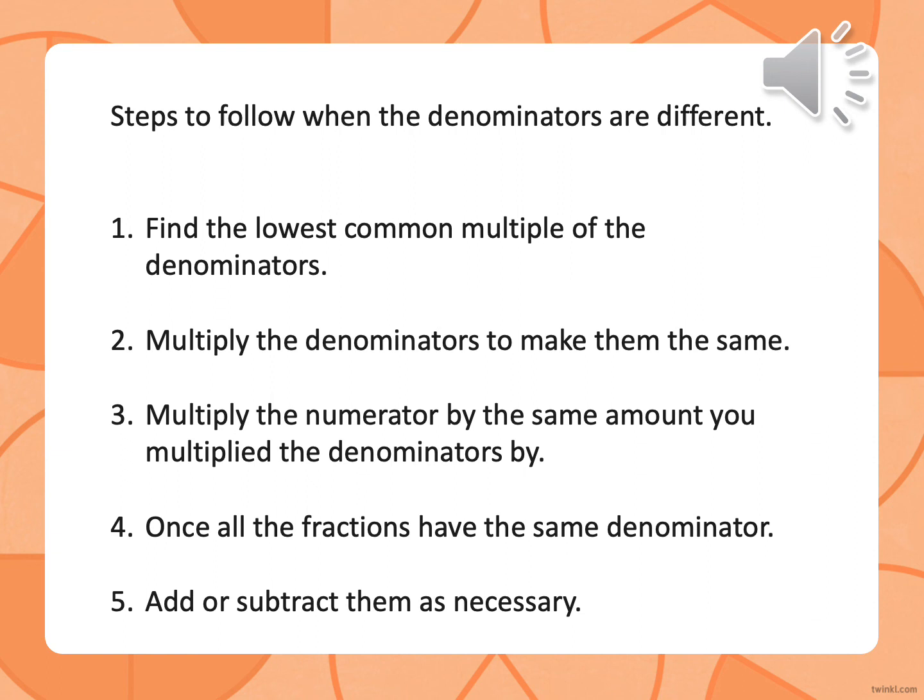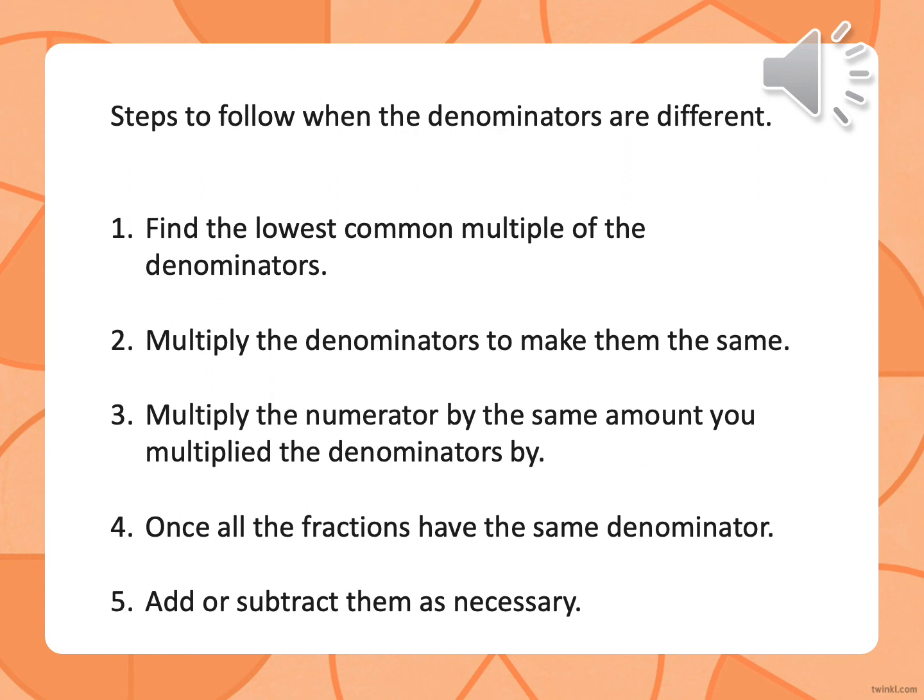So here are some steps to follow when your denominators are different. Remember, when they're the same, that's really simple. All we have to do is add the numerators. However, when they're different, the first thing we need to do is find the lowest common multiple of the denominators. You then need to multiply the denominators to make them the same.